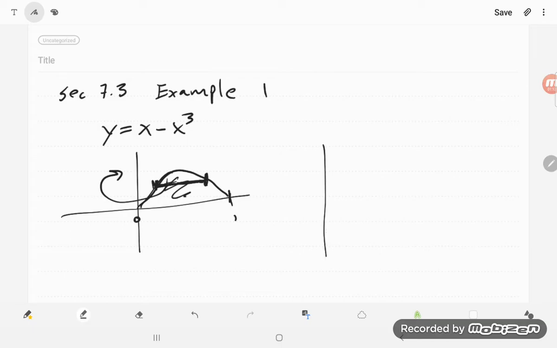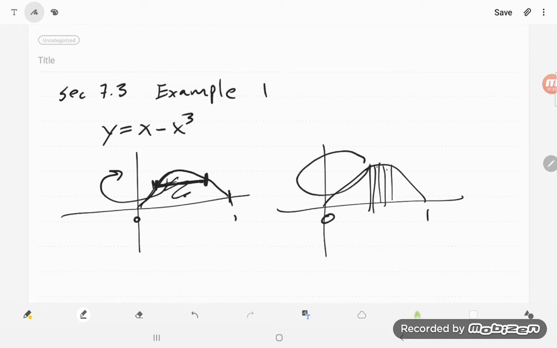And so, drawing it again here, there's 1, there's 0. It might be a little easier to take slices this way, rotate them around, and make these shells. Because if I do that, the radius of each shell is pretty obvious. The radius of each shell is just x. The height of each shell is just y, or x minus x cubed.